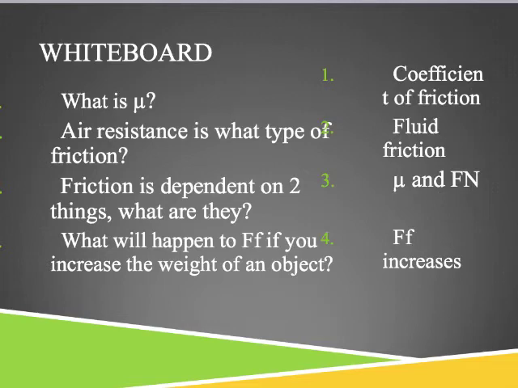friction is dependent on mu and normal force, because remember, mu is dependent on the surfaces. And then if you increase the weight of an object, that's going to increase your normal force and therefore increase your friction. Okay? So what type of relationship is that, if you recall? Hopefully you're saying that is a direct relationship, because if you increase one, it causes the other to increase. Okay?